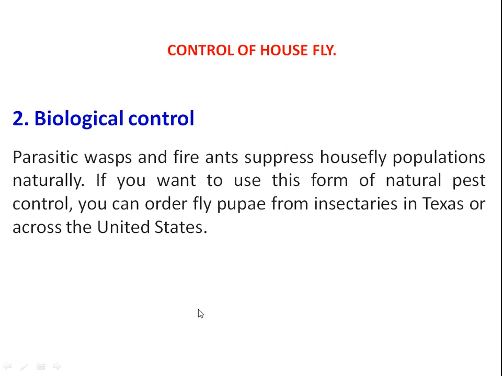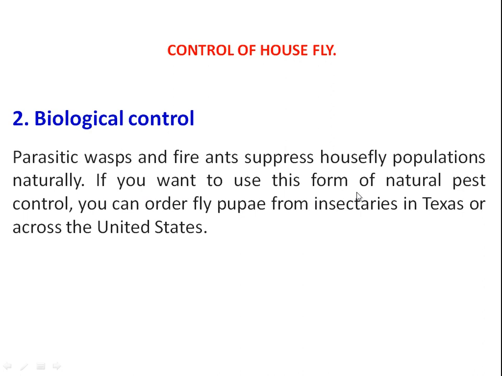The second method is the biological control. You all know that without affecting the environment or the ecosystem, one can control the housefly in a natural fashion. The parasitic wasp and fire ants suppress the housefly population. They never allow the growth and development of the housefly naturally in the environment.